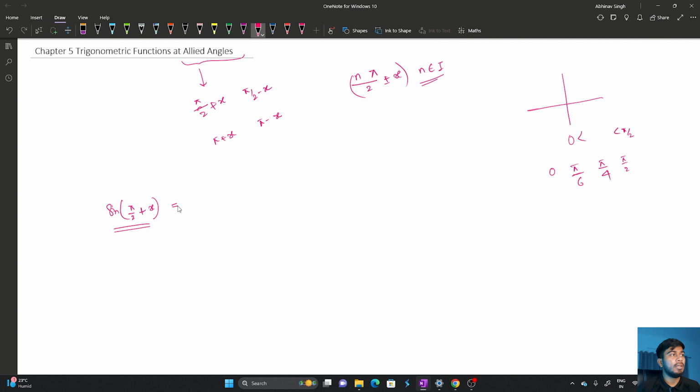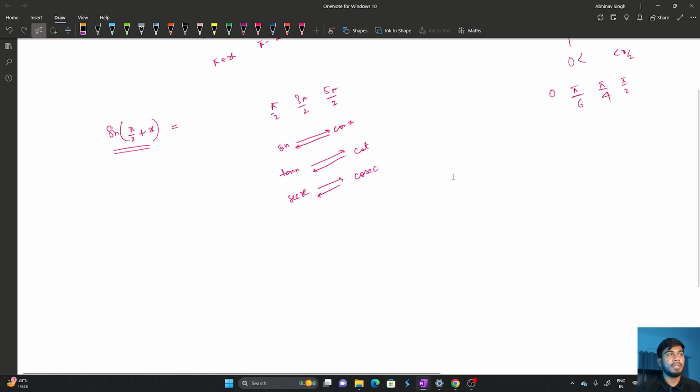Okay, so first of all, whenever there is a term like pi by 2, 3 pi by 2, 5 pi by 2, always convert sine to cos, tan to cot, and sec to cosec, and vice versa. If there is cos, then write sine. If there is cot, then write tan. If there is cosec, then write sec. This is the first part that you got. Which trigonometric function should be there?